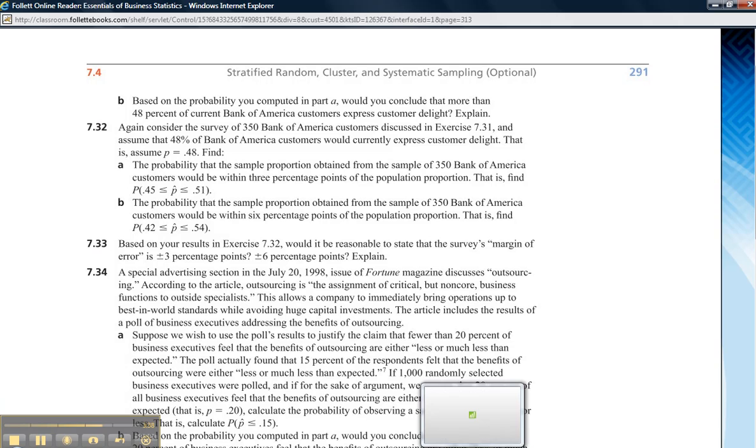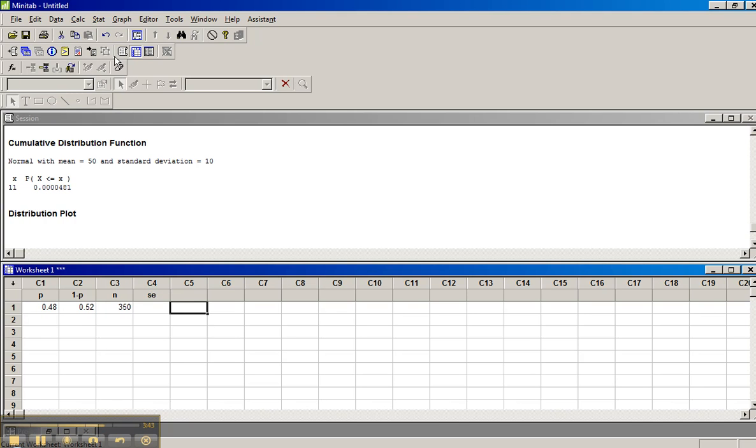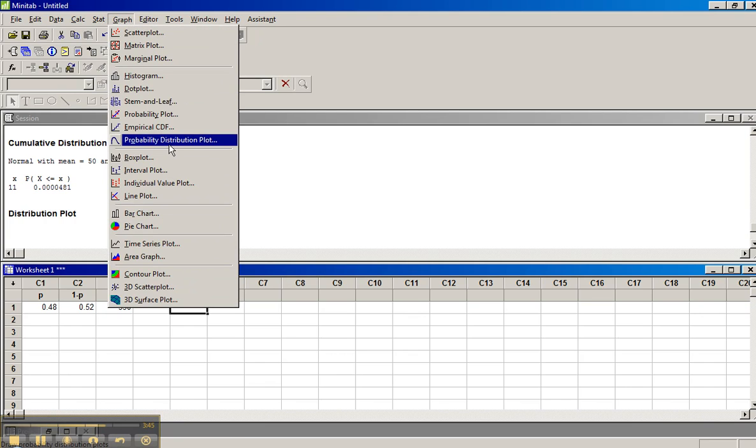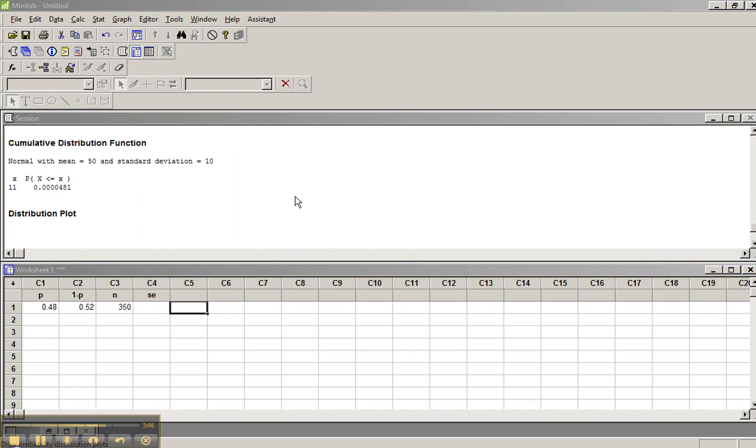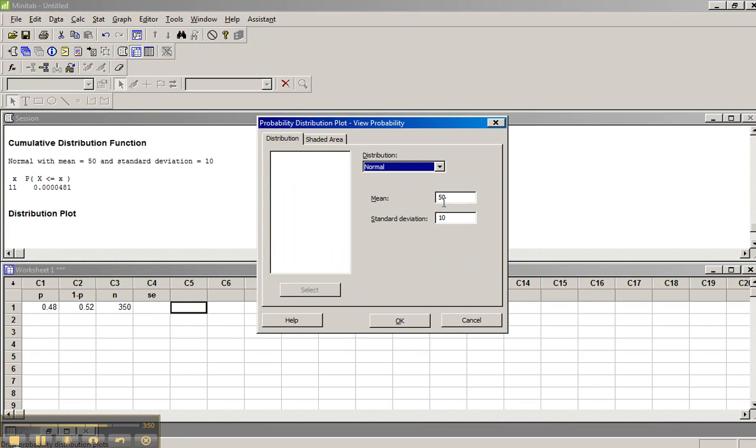Okay. Let's see if we can do the same thing in Minitab. Maybe faster, maybe not. I don't know. We're going to go to Minitab. We're going to go to Graph. We're going to go to Probability Distribution Plot. We're going to go to View Probability. We're going to type in our mean. Our mean was 0.48. Standard deviation.